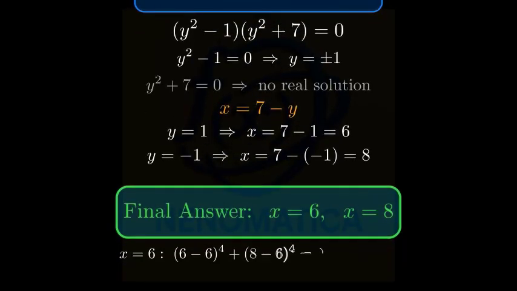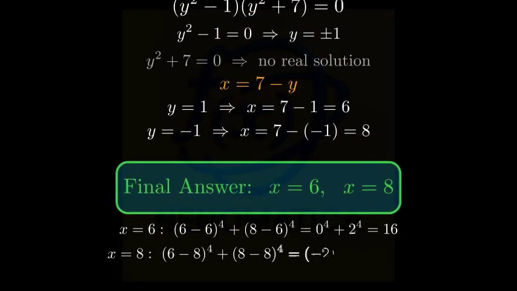Quick check. Plugging in x equals 6 gives 0 to the fourth plus 2 to the fourth equals 16. Plugging in x equals 8 gives 2 to the fourth plus 0 to the fourth equals 16. Both satisfy the equation.